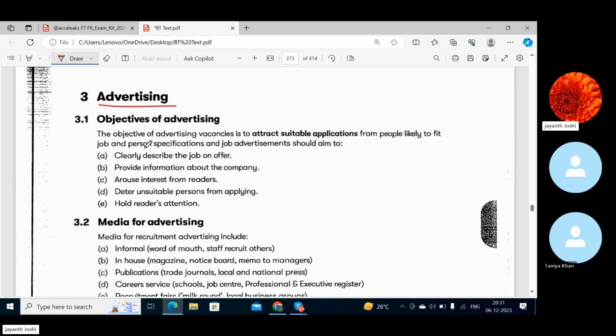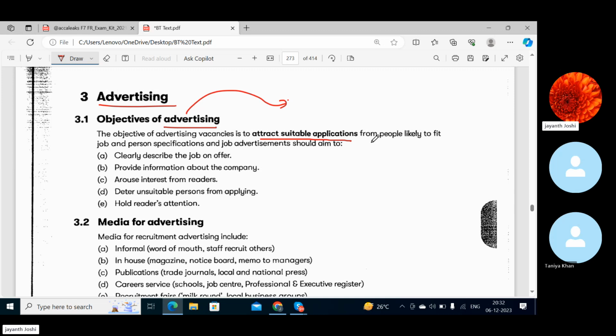Advertising. See, advertising is nothing but objective. There is some object, so creating awareness about certain things in society or amongst the people. The objective of advertising vacancies is to attract suitable applications from people. They are creating an awareness related to a particular job amongst people. Why? So that able and capable candidates can be attracted and they will apply by seeing the advertisement in a newspaper or any media.